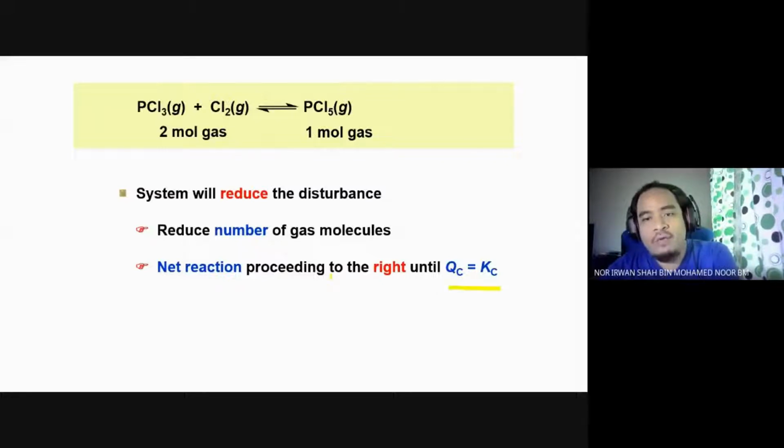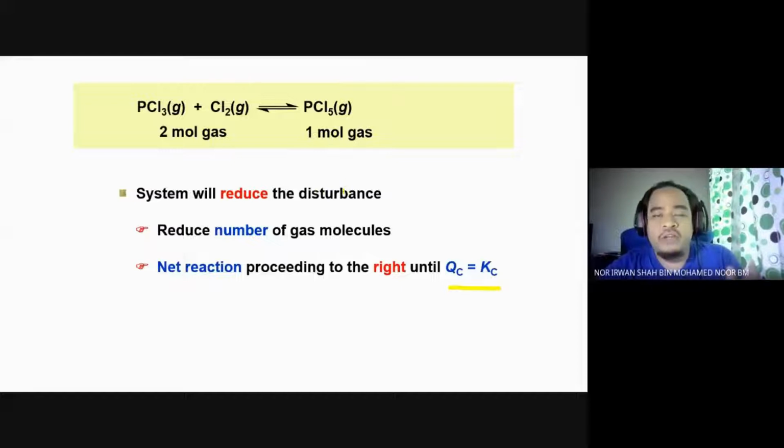Why does the system shift to the right? The reason is that the right side has only 1 mole of gas, while on the left side there are 2 moles of gases. In order to decrease the pressure, the system needs to decrease the number of moles. Remember, the number of gaseous molecules must decrease in order to decrease the total pressure. That's why the system will shift to the right.